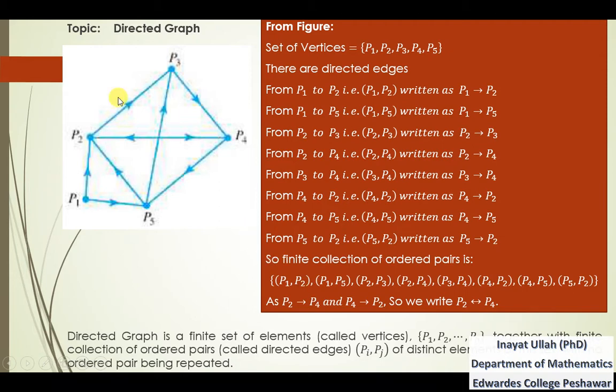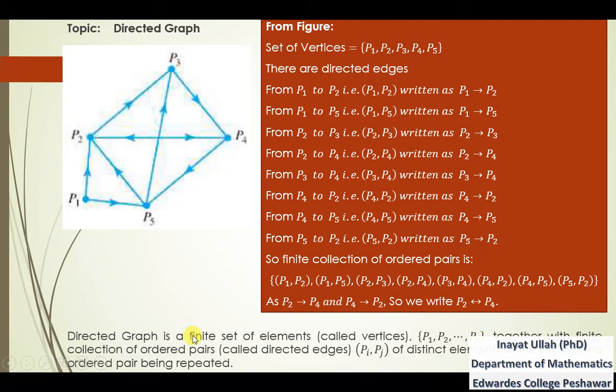As we see here, there is an edge from p2 to p4, and again from p4 to p2, so these two combined can be written in this form. This arrow is one-sided and that arrow is two-sided. It means that there is an edge from p2 to p4 and from p4 to p2.